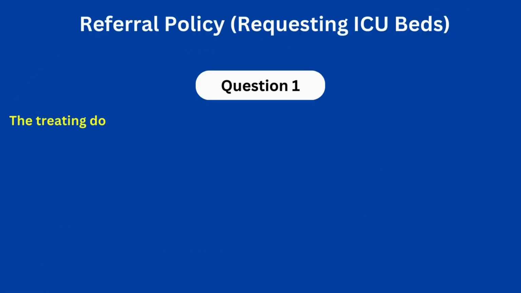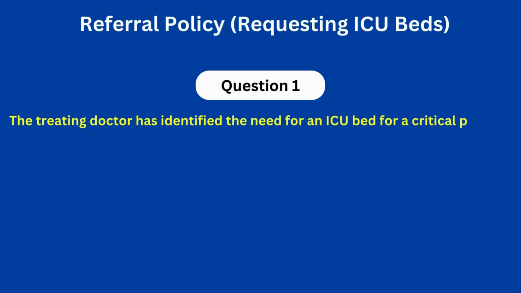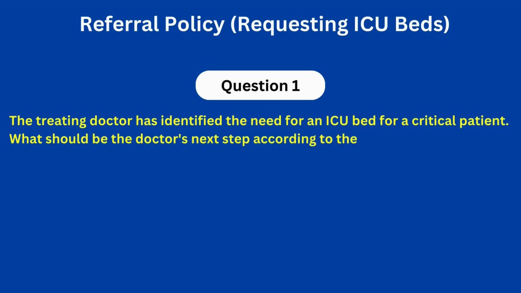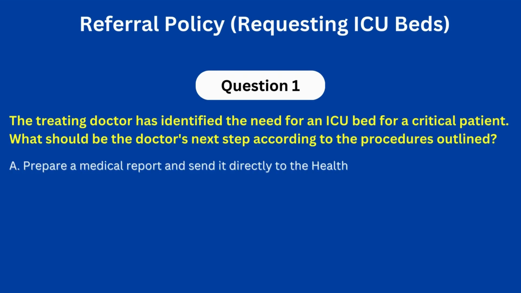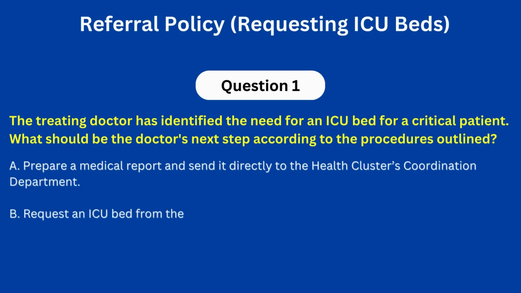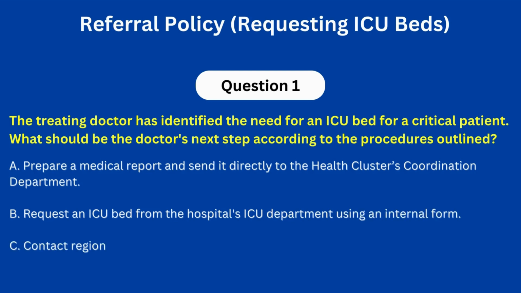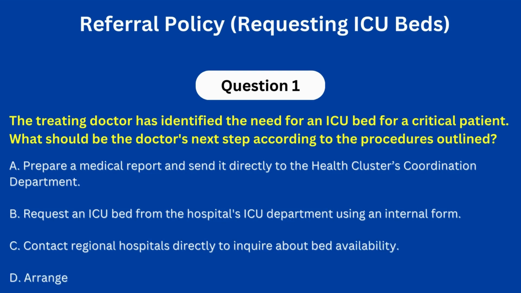Question number 1. The treating doctor has identified the need for an ICU bed for a critical patient. What should be the doctor's next step according to the procedures outlined? A. Prepare a medical report and send it directly to the Health Clusters Coordination Department. B. Request an ICU bed from the hospital's ICU department using an internal form. C. Contact regional hospitals directly to inquire about bed availability. D. Arrange for emergency transport to another hospital.